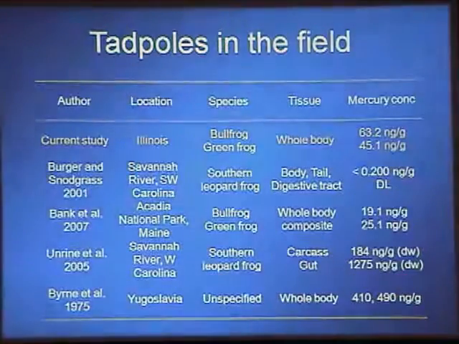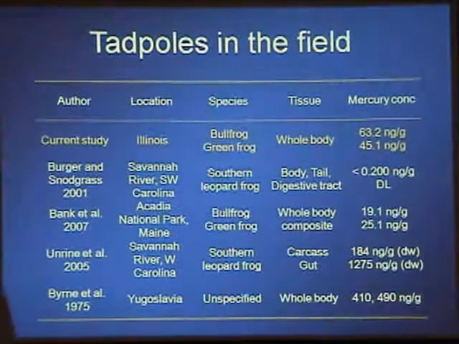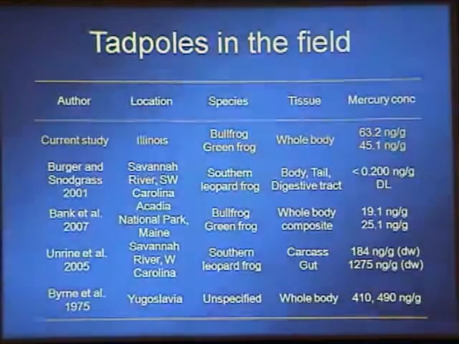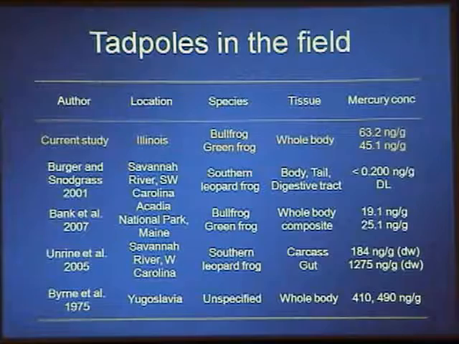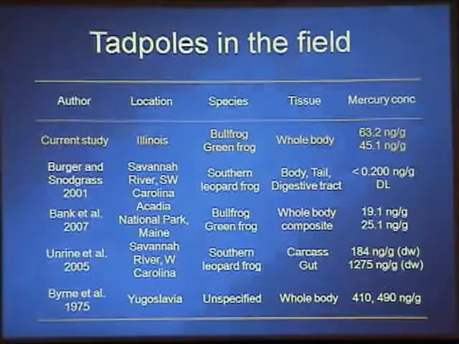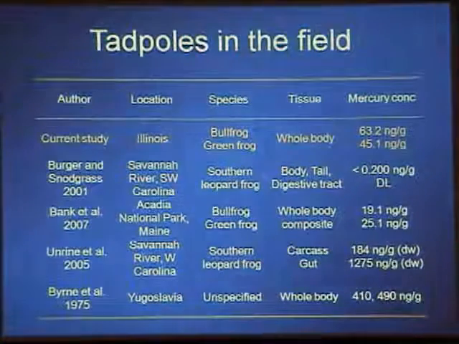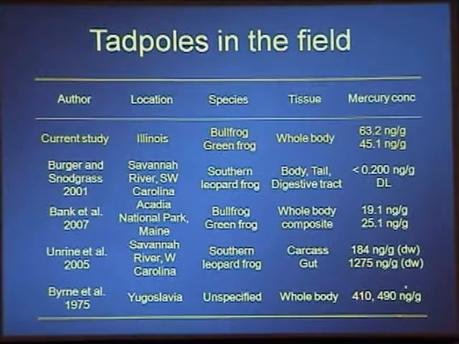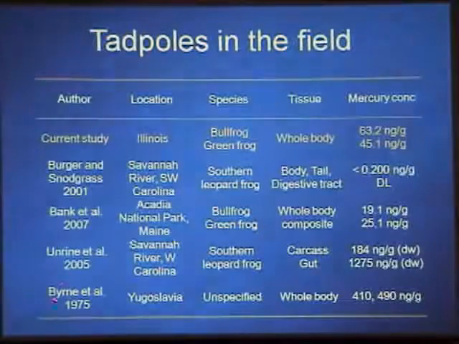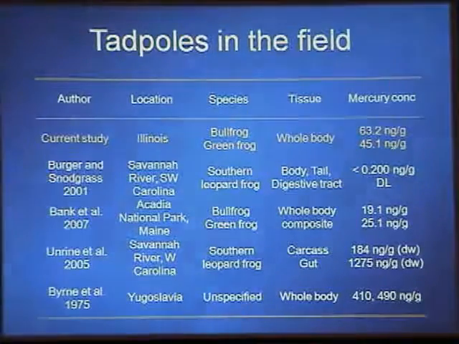For comparative purposes, we did have some tadpoles where we were able to measure percent moisture and calculate dry weight. And so our mean dry weight concentration was about 312 nanograms per gram for the tadpole carcasses. The highest concentrations here on a wet weight basis were from Yugoslavia, and they didn't provide very much information in this particular paper, but they were much higher than the concentrations that we measured in our tadpoles.